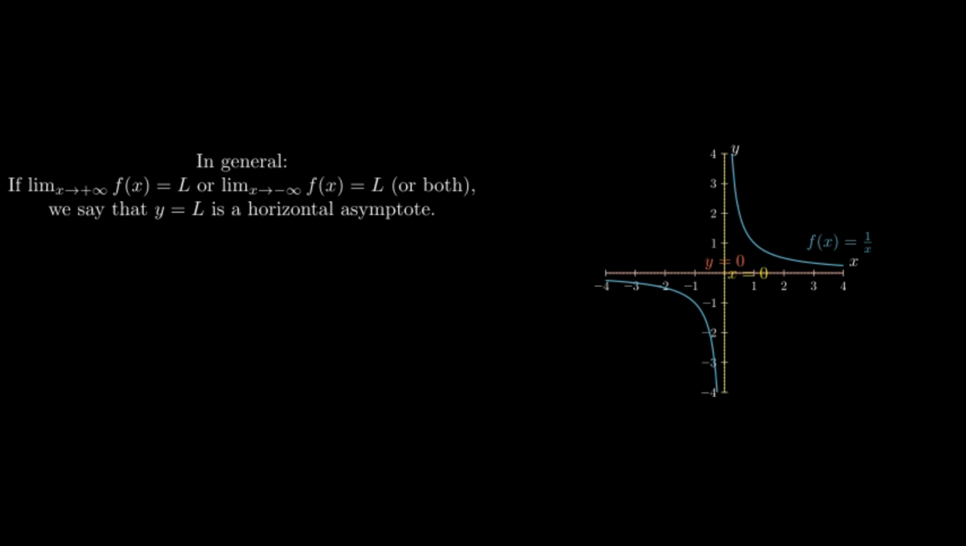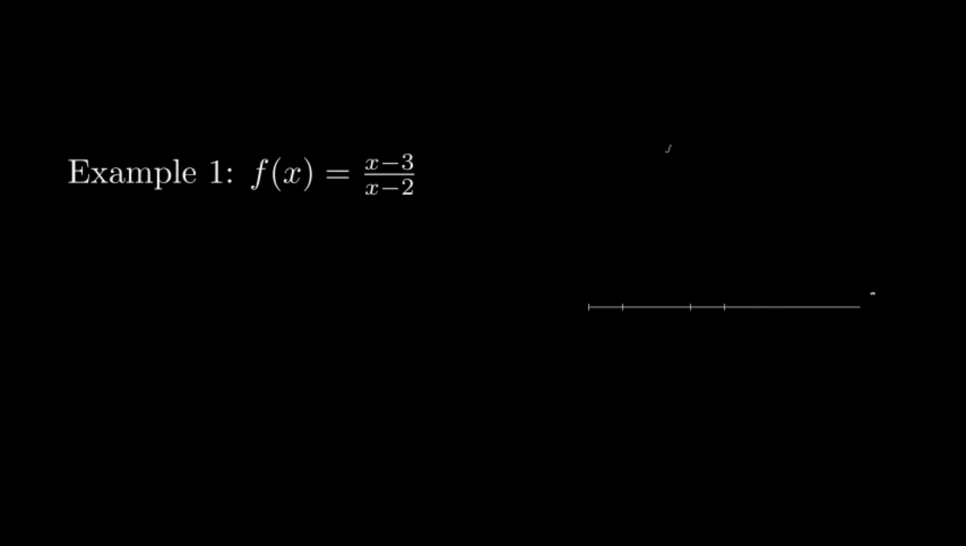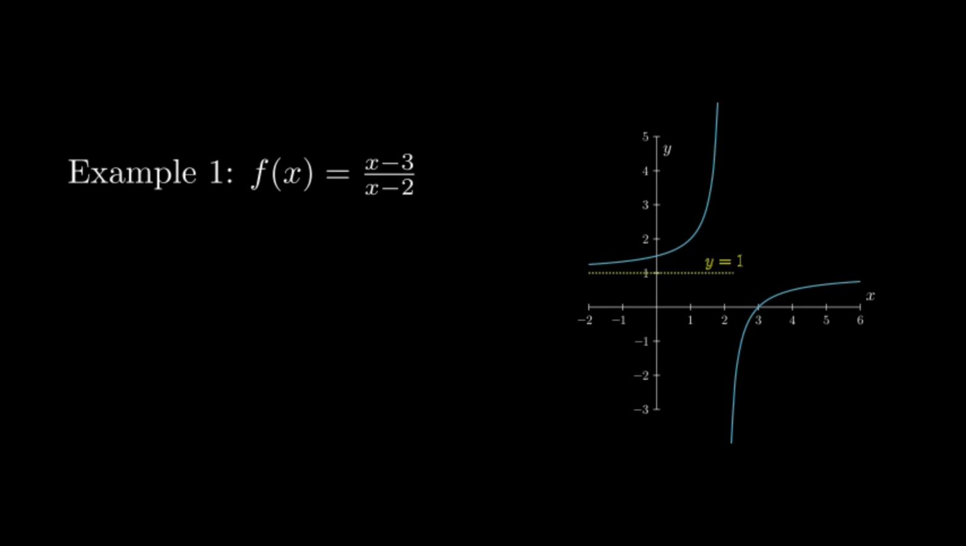So for f of x equals 1 over x, the line y equals 0, which is the x-axis, is a horizontal asymptote. Let's look at another quick example. Consider f of x equals the quantity x minus 3 divided by the quantity x minus 2. The graph shows a vertical asymptote at x equals 2 because the denominator is 0 there. It also shows a horizontal asymptote at y equals 1. This is because as x gets very large, the minus 3 and minus 2 become insignificant, and the function behaves like x divided by x, which is 1. So the limit as x approaches infinity is 1.